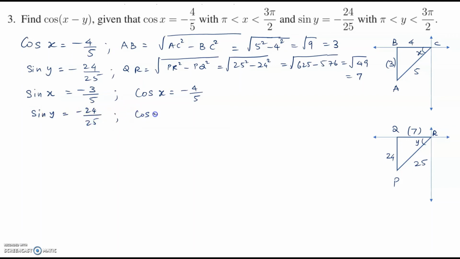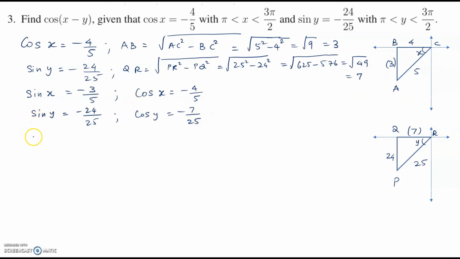Then cos y will be using the triangle PQR. Since y is in the third quadrant, cos will be negative. So adjacent side, which is minus 7 by 25.